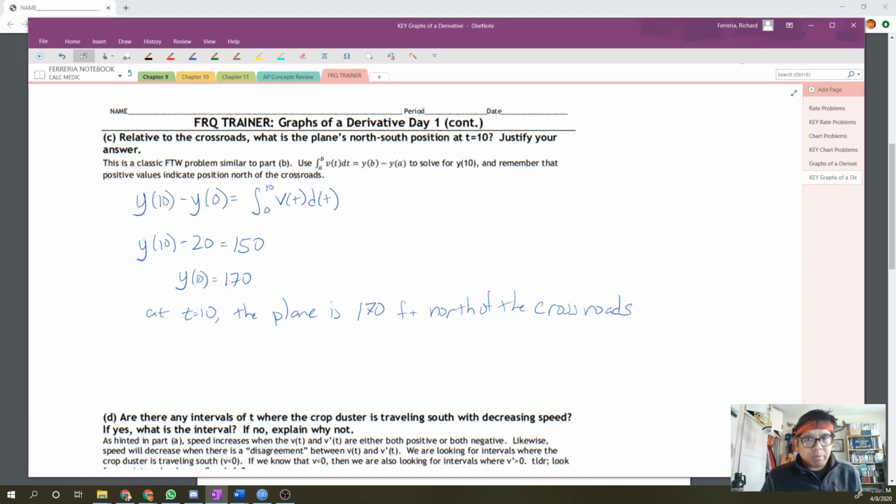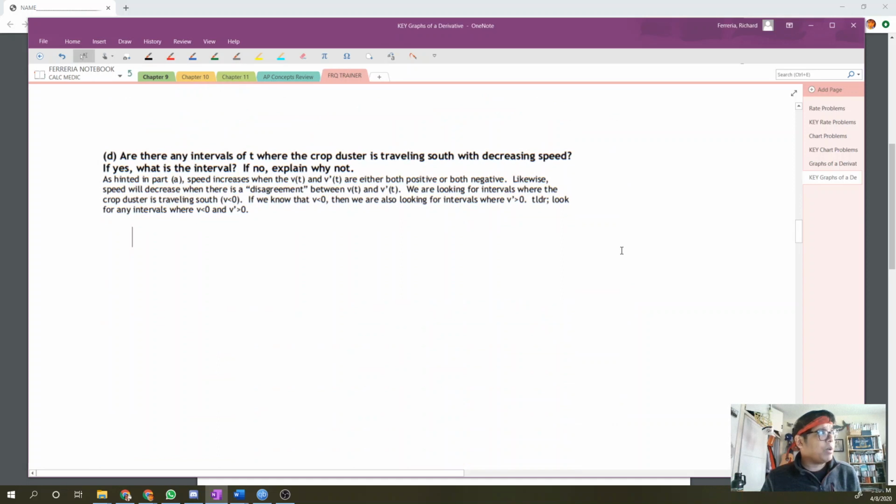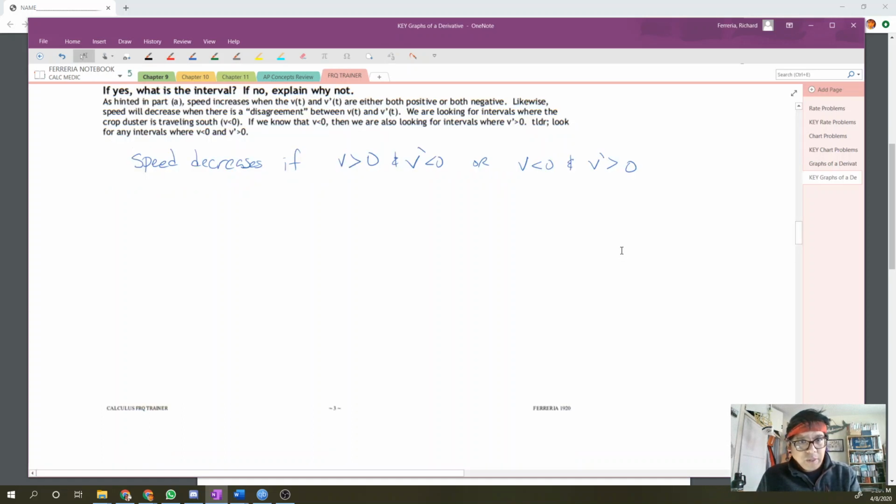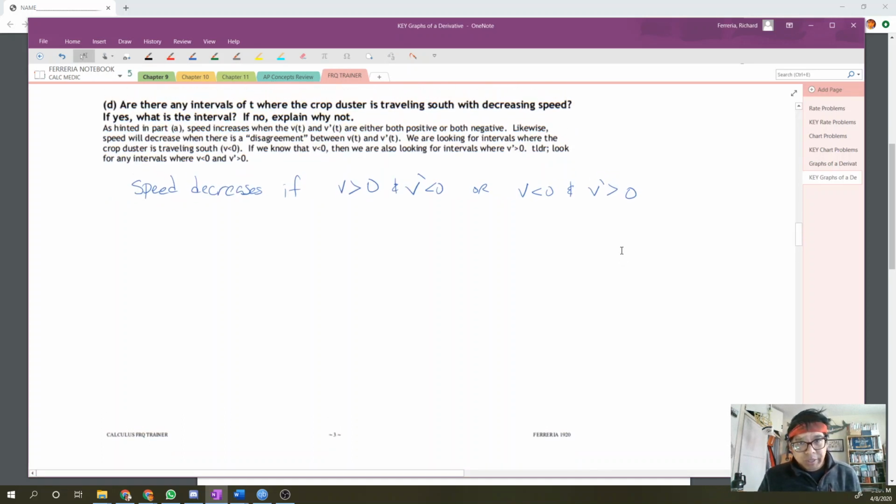Now, letter D of this problem is actually a series of deductions that we're going to have to make. So are there any intervals where the crop duster is moving south with decreasing speed? We're going to have to dissect what both of those things mean. So first of all, speed decreasing. What does that mean? Well, that has to mean that the velocity and the velocity prime have to disagree with each other. So velocity is greater than 0 and v prime is less than 0. That's one way to get decreasing speed. Or velocity is less than 0 and v prime is greater than 0. That's the other way to get decreasing speed.